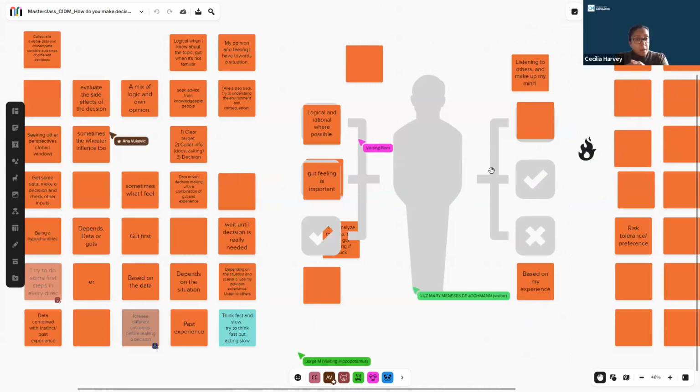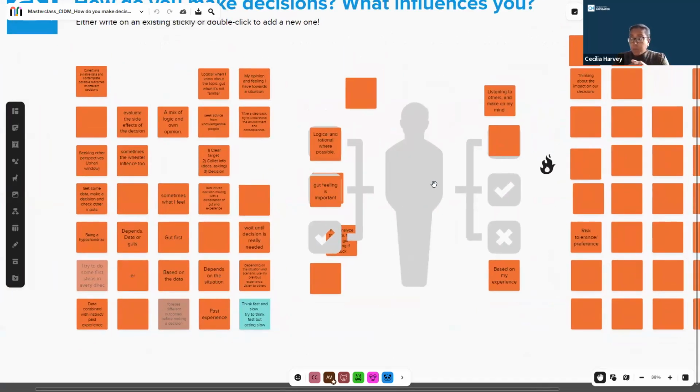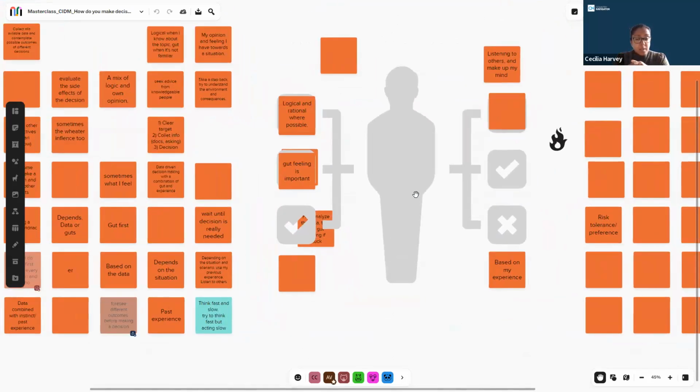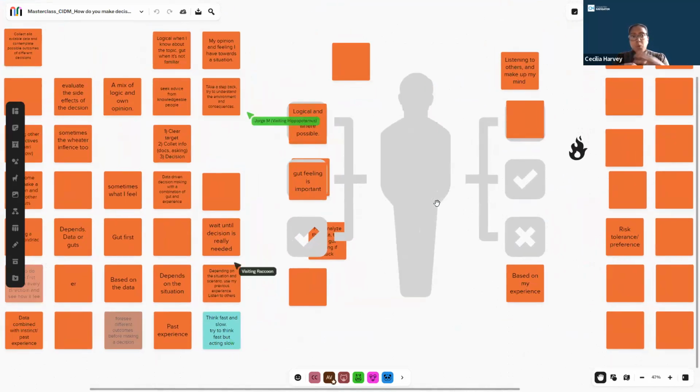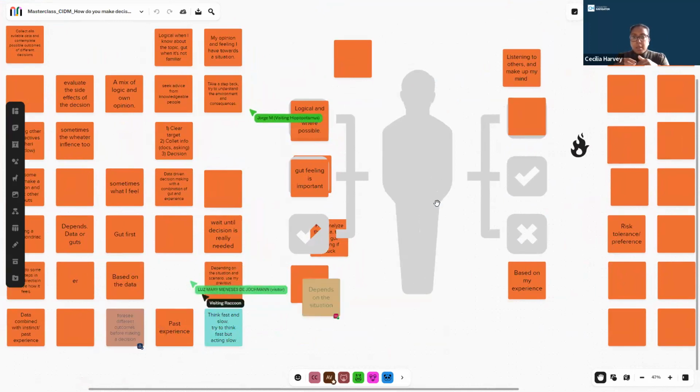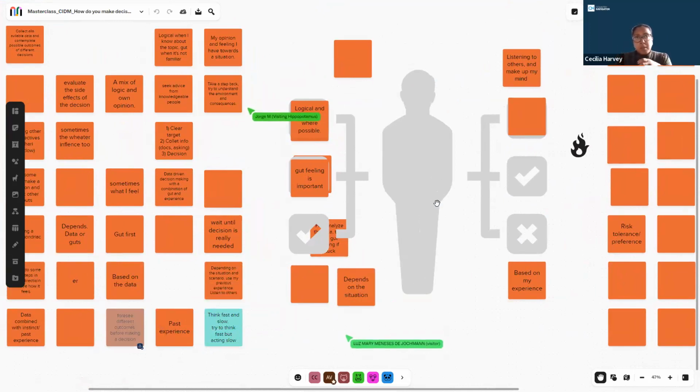Gut feeling is important. I 100% would agree with that also. I think very often our instincts don't betray us, but what we're going to try and aim to do in this session is challenge that a little bit and say, okay, so my gut feeling told me this, but what is my gut feeling based on? And can I unpick some of that in order to make a slightly more informed decision, a slightly better decision?